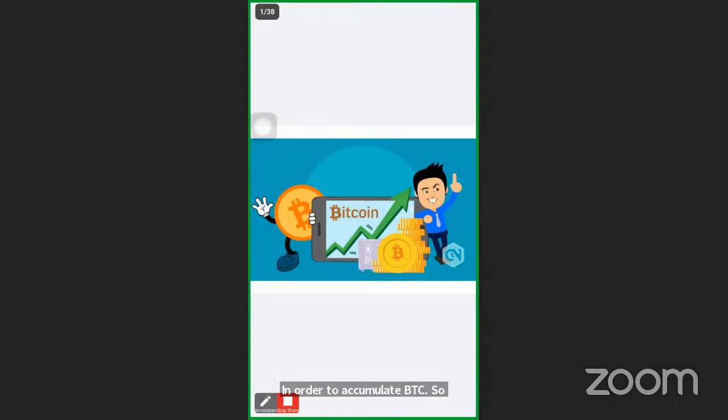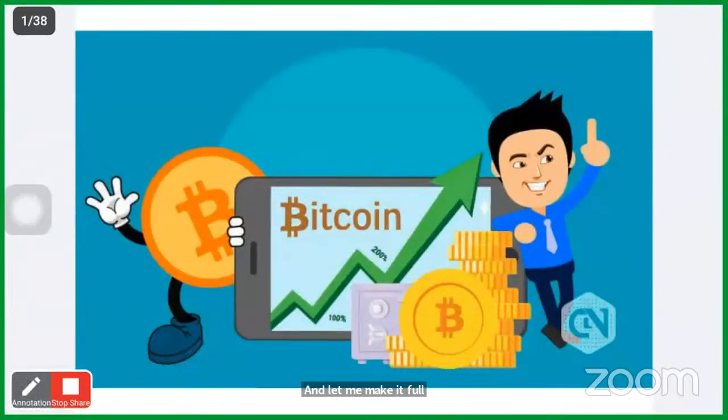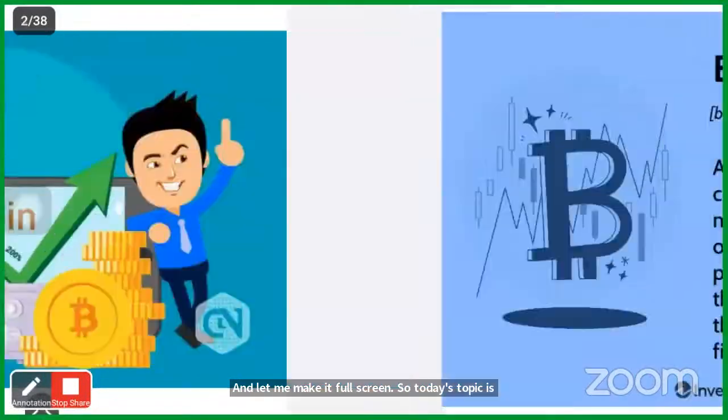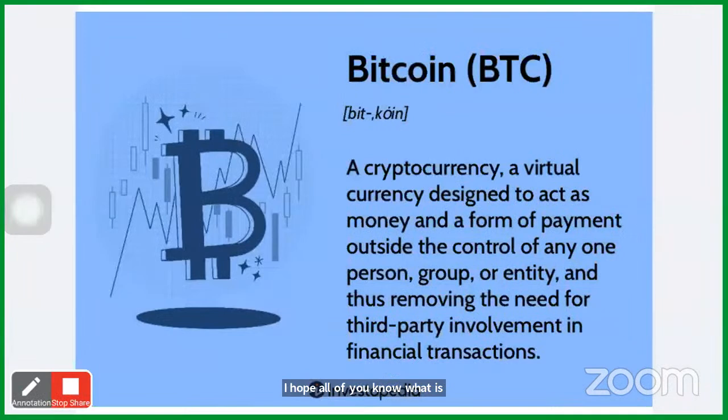I hope you are excited, and let me make it full screen. So today's topic is about Bitcoin. What is Bitcoin? I hope all of you know what is Bitcoin. Bitcoin is a cryptocurrency. It was the first cryptocurrency that was launched in the year 2009, and it was the first ever cryptocurrency that was built on a blockchain. Following that, we now have more than 23,000 different cryptocurrencies. So this was the first cryptocurrency.